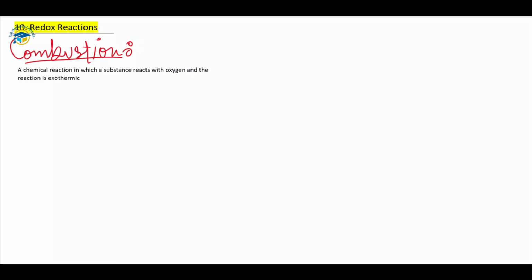This is the simplest definition for combustion. It's a chemical reaction in which a substance reacts with oxygen and the reaction is exothermic. We have read about exothermic and endothermic reactions in our previous video of chapter number 7, which is about chemical energetics. So you can check the definition of exothermic and endothermic from that video. Combustion reactions are of great importance and they can be very useful or destructive. The combustion of natural gas is an important source of energy for homes and also industry.